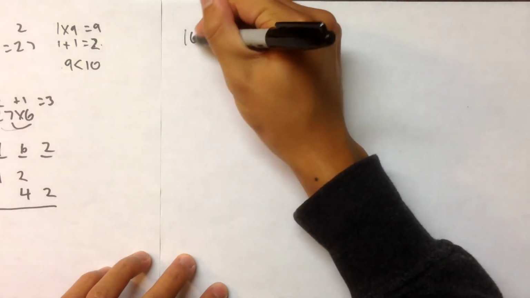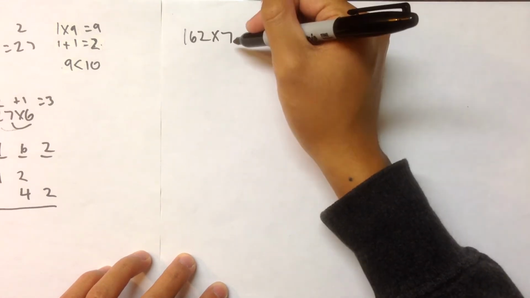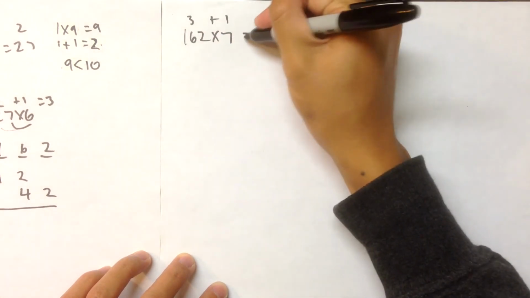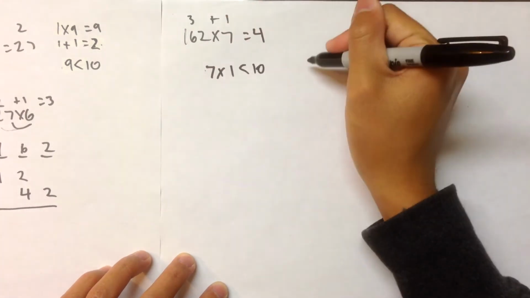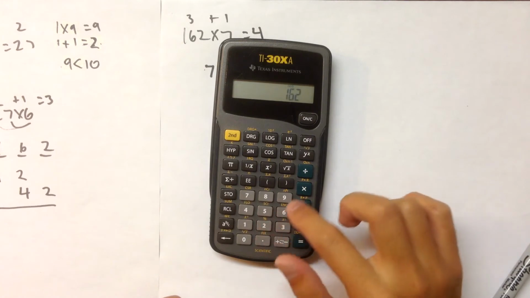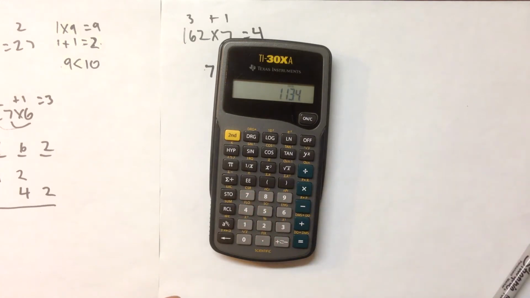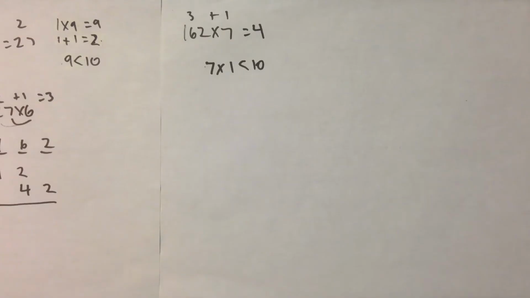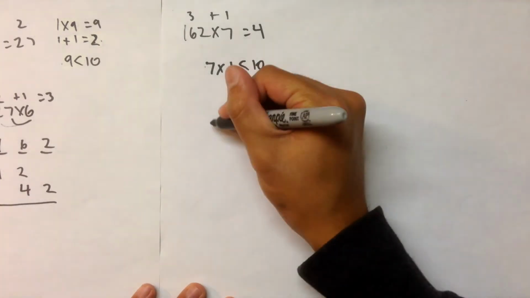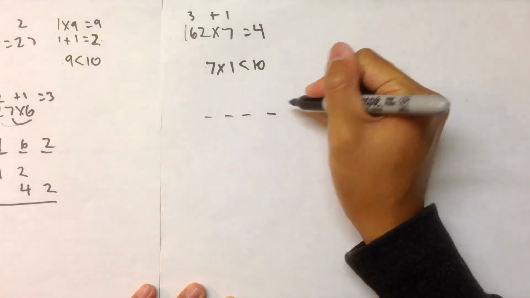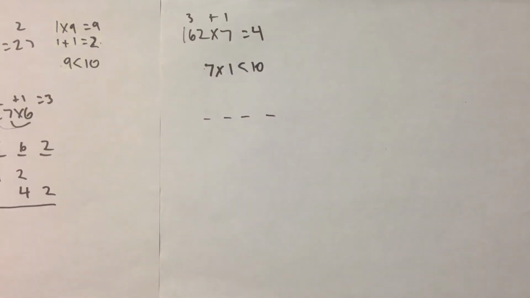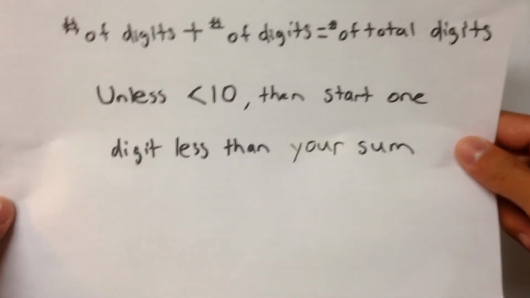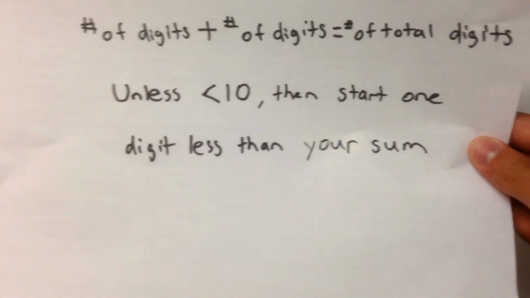Let's go to 162 times 7. Same principles apply here, but now I can show you why there are some exceptions to the rules. So there's 3 digits on the left and 1 on the right, therefore your final answer should have 4 digits. But 7 times 1 is less than 10, so your answer should be 3 digits. If you pull out a calculator, you can see that your final answer is 1,134, which has 4 digits. Looks like I need to do some more explaining. Let's pretend we do have 4 digits. When we first multiply, our answer should start in thousands place. So here's another rule that explains the previous one. If your answer is less than 10, start one place to the right of where it should have gone. So the rule becomes, when you first multiply and your answer is less than 10, your answer will start one digit less than your sum.